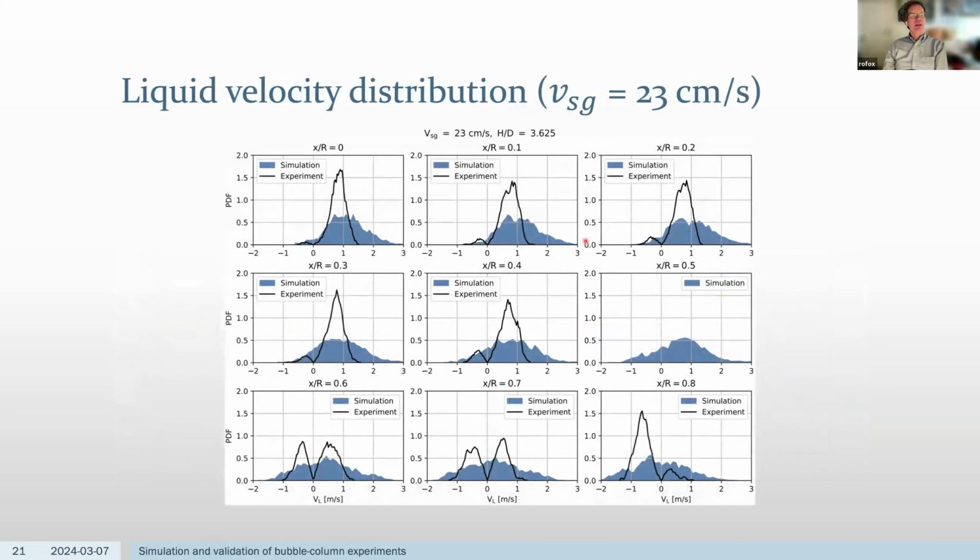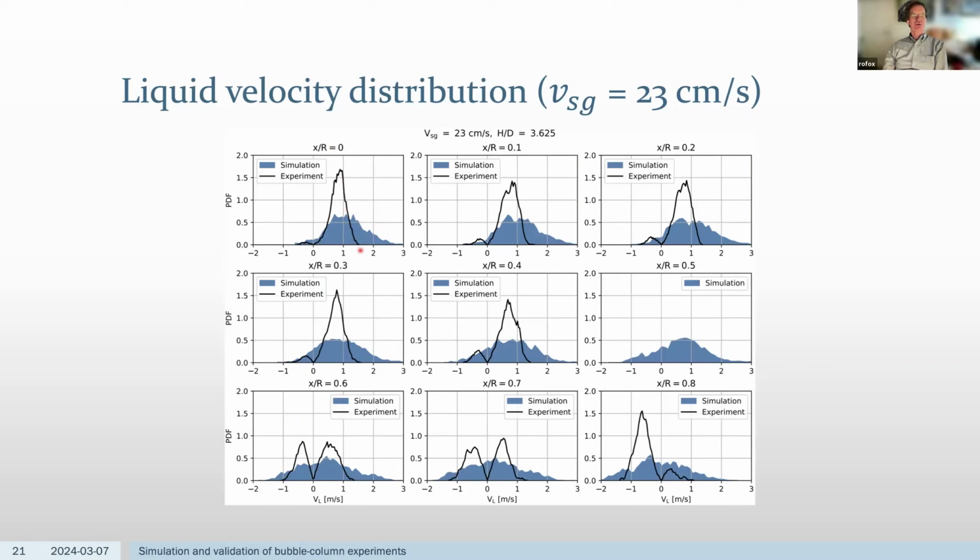Okay, the next comparison we make is with the liquid velocity distributions. So here the agreement is not quite as good. In fact, for the liquid velocity and the bubble velocity, we find the PDFs to be quite correlated. So if you have regions with high liquid velocity, they correspond to nearly the same velocity minus the slip velocity for the liquid, and so we get a wider spread.